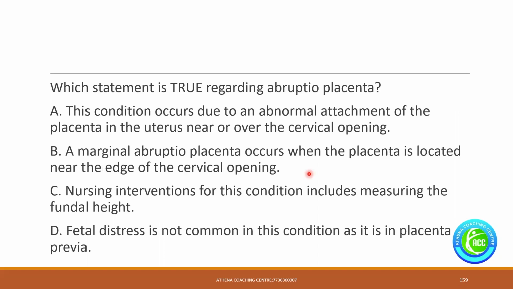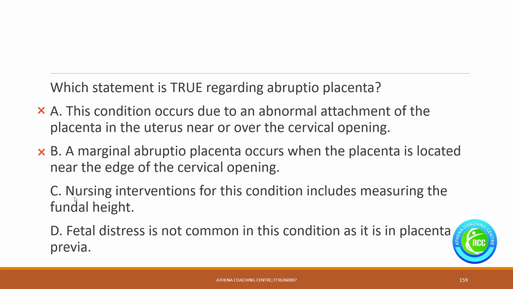Which statement is true regarding abruptio placenta? So you have to select the true statement in terms of abruptio placenta. A: This condition occurs due to an abnormal attachment of the placenta in the uterus near or over the cervical opening. That is something related to placenta previa. So A is wrong. And what does B say? Marginal abruptio placenta occurs when the placenta is located near the edge of the cervical opening. That is indicating marginal placenta previa. It's not marginal abruptio placenta.